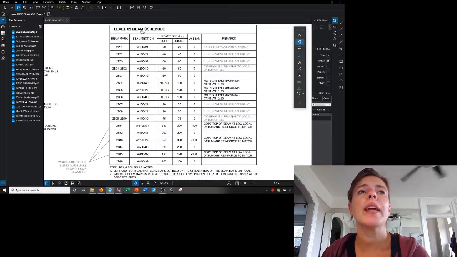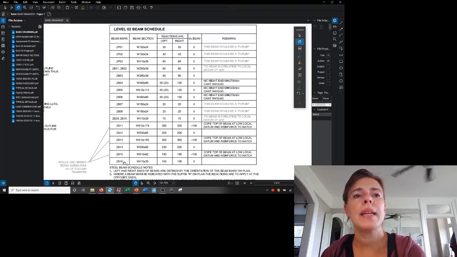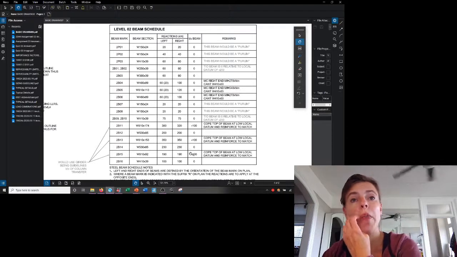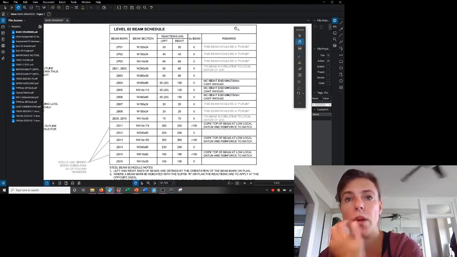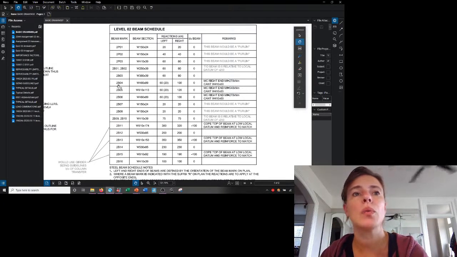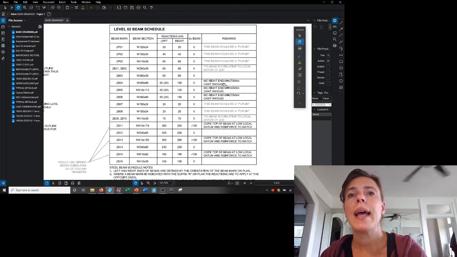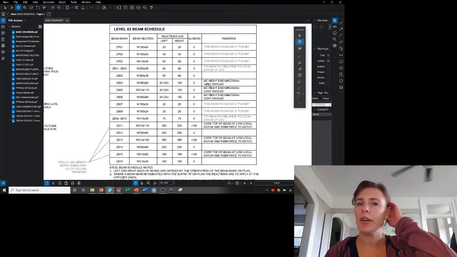If we come over here, we've got a level 2 beam schedule. And we've got the names that were on the plan along with the beam section. And then we've got reactions, and then we've got top of beam, or where that beam sits relative to the world. And then sometimes we've got some notes. So these three beams were the ones that had the moment connections. And look, it says right end to cantilever, moment connect for this value here.